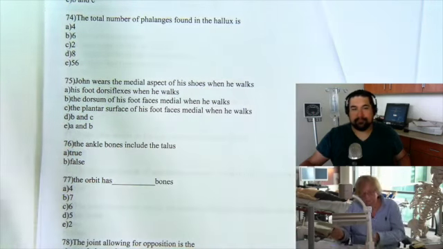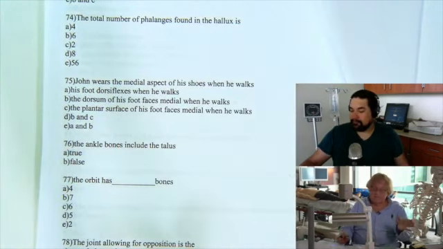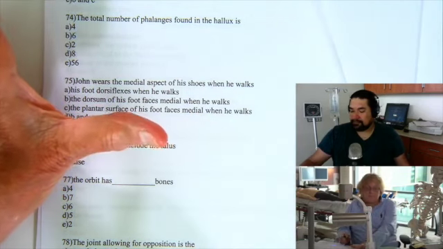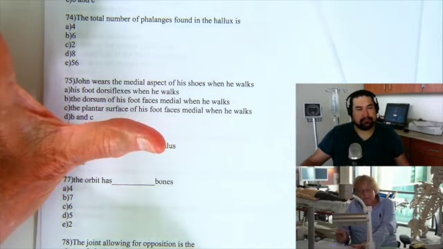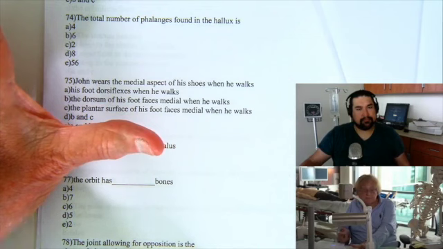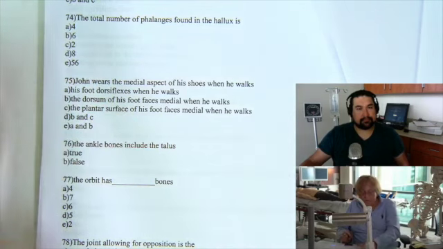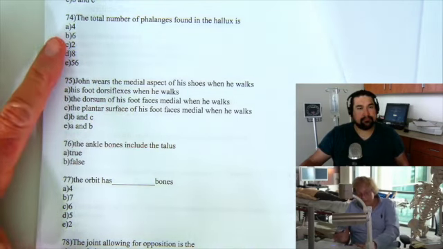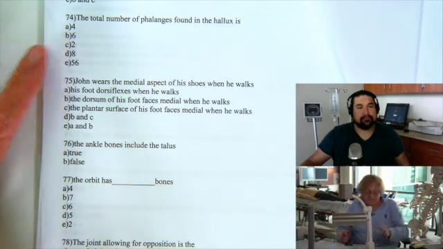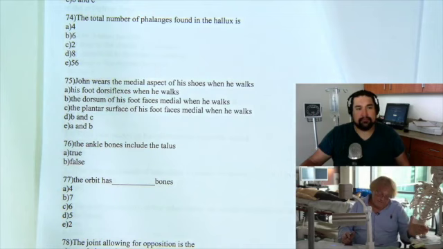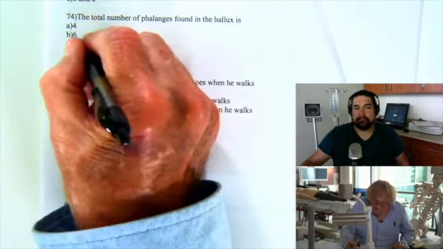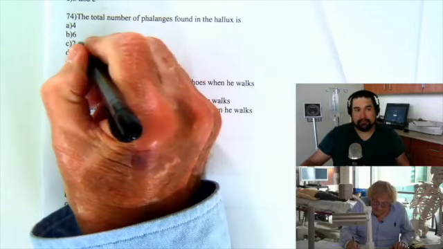The great toe has got how many? Just like my thumb. Since my thumb has only got 2, my hallux or my big toe's only got 2, and this is not talking about both of my halluces, but this is in the hallux, and therefore the total number of phalanges found in the hallux is actually going to be 2. Okay, so just be careful when you're reading a question.